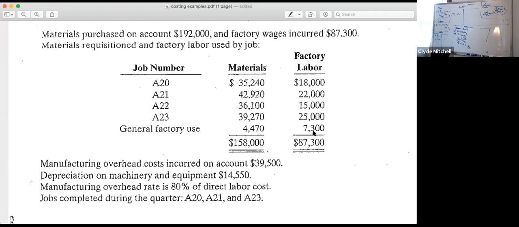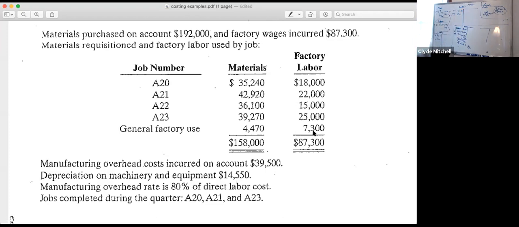Okay. We may as well, while we're here, work out the total of the materials cost. So we had 158,000 being split out, of which 4.47 was indirect, which means direct material is 153.53.